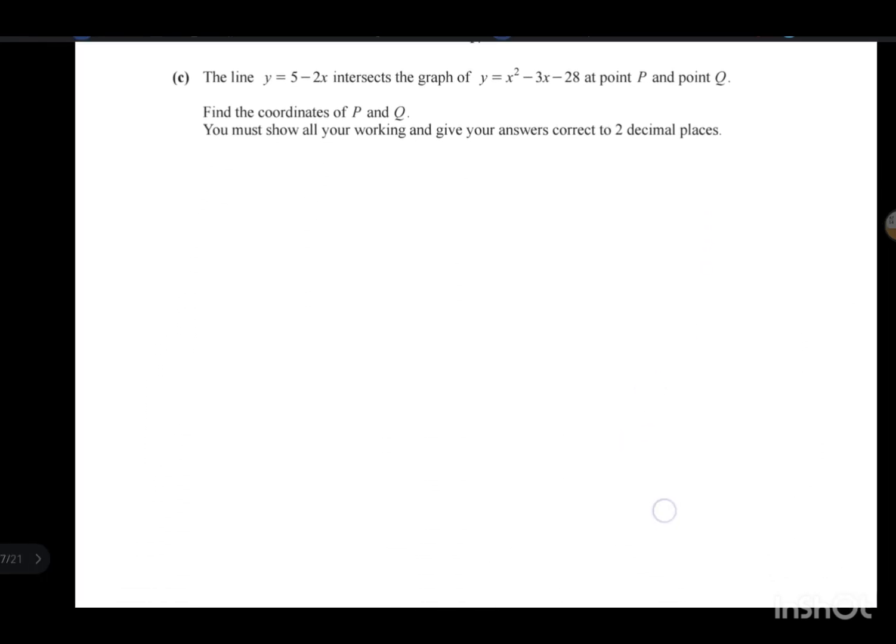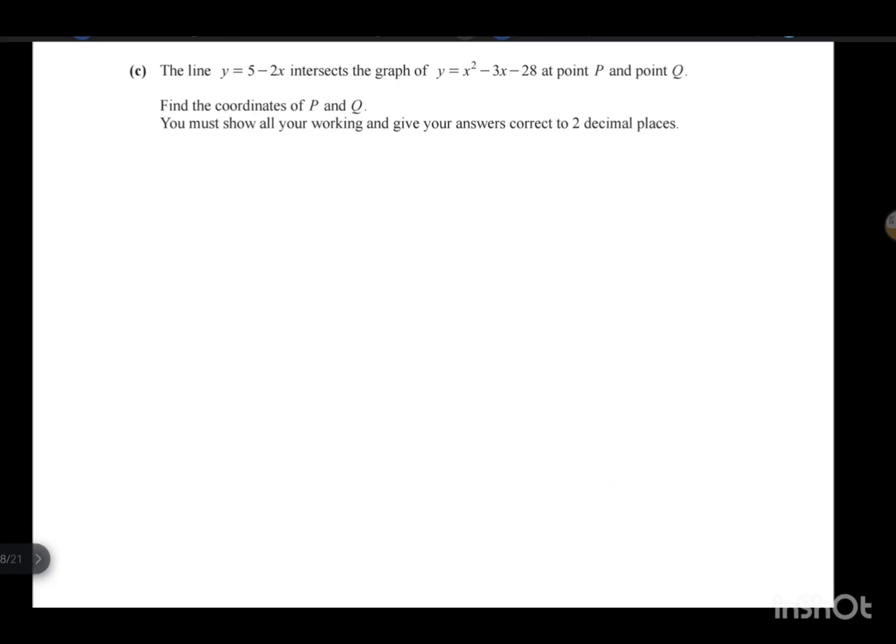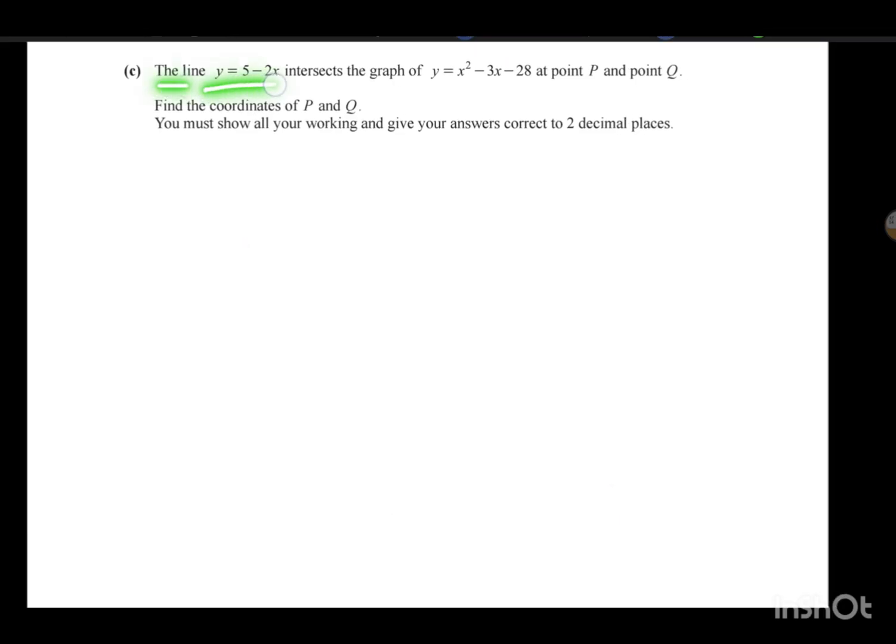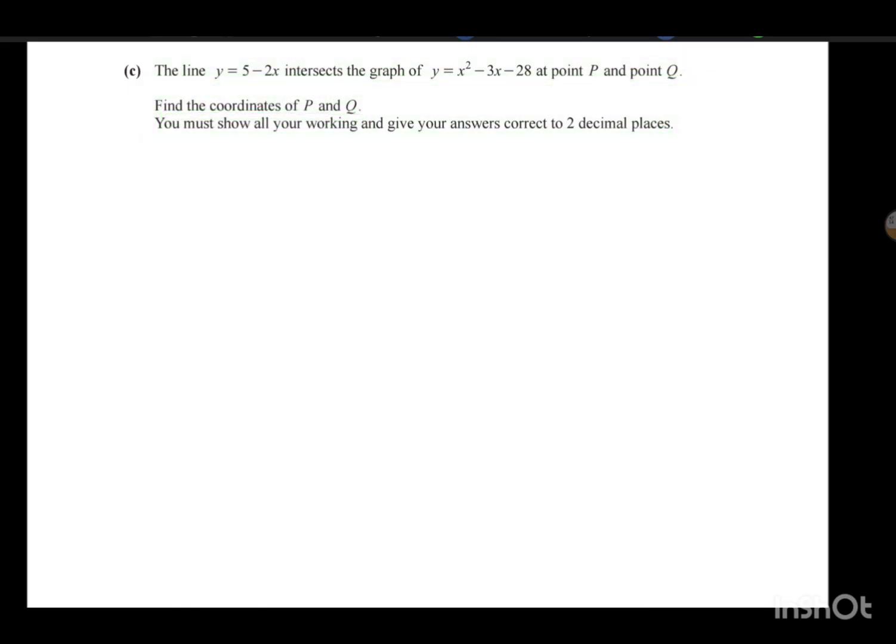Now C. The line y is equal to 5 minus 2x intersects the graph of y is equal to x square minus 3x minus 28 at points P and Q. Find the coordinates of P and Q. You must show all your working and give your answers corrected to 2 decimal places. So now they gave us a line and they gave us a graph, and both are y, so you can equate them. 5 minus 2x is equal to x square minus 3x minus 28.